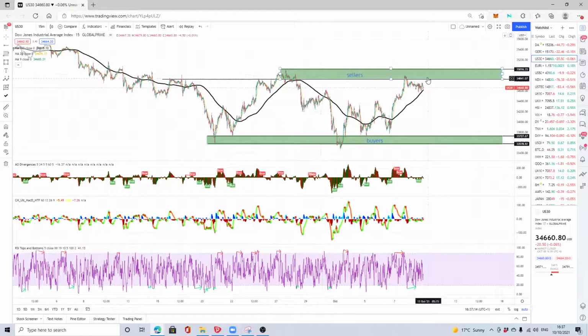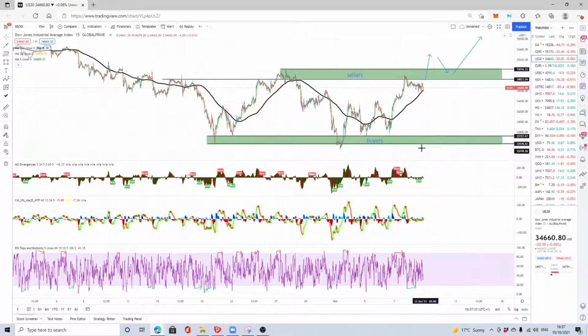So here's where sellers are. Here's a buyer. So again, you don't really want to be buying into resistance, and you don't want to be selling at support. Ideally, how you would play this: price breaks above, then it comes back down for the retest. And if the indicators are right, then it goes again.